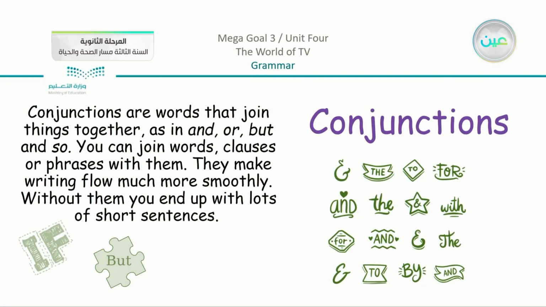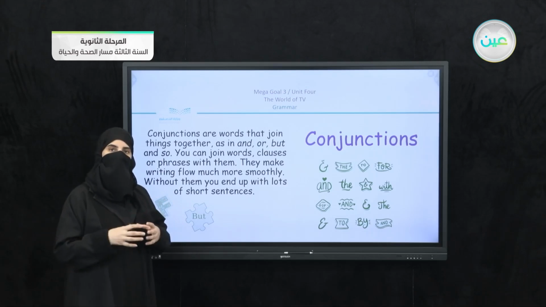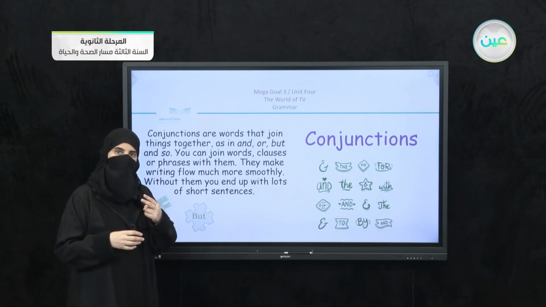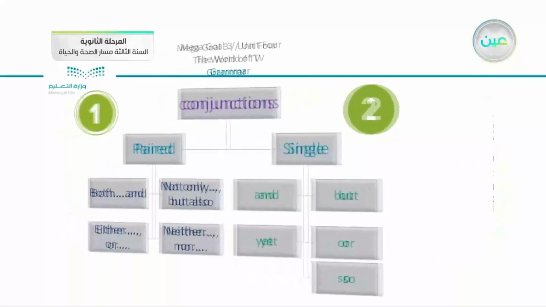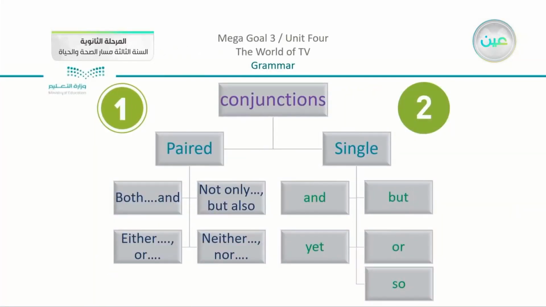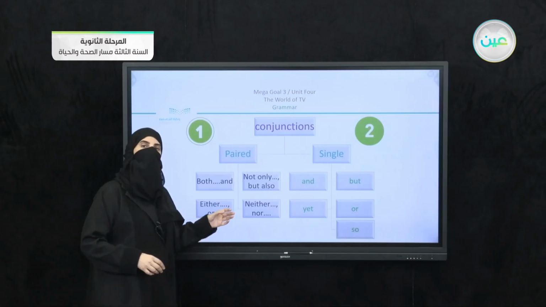words that join things together, as in and, or, but, and so. And in other ways, there are ways to use paired conjunctions, which are two in the same sentence. Of course, there is a difference in them. You can see here that the conjunctions can be paired, as I mentioned: either, both, and, not only, but also. We have also either or, and you can use neither nor if it is negative.